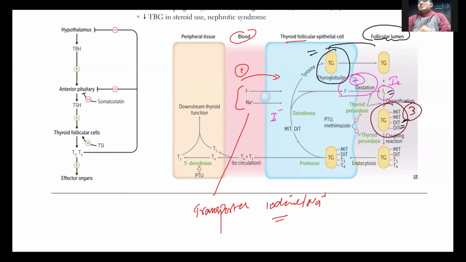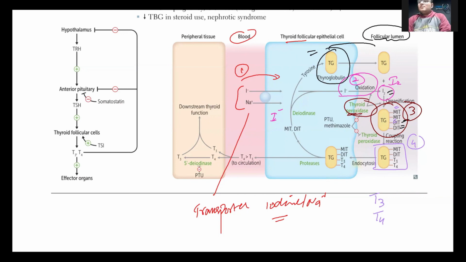This is called organification: thyroglobulin attaching with iodine under the influence of thyroid peroxidase, an enzyme. Next is the coupling reaction, a very important reaction. The fourth concept is coupling. We know that there is monoiodo and diiodo, but this is not the active form of the thyroid. The active forms are T3 and T4.